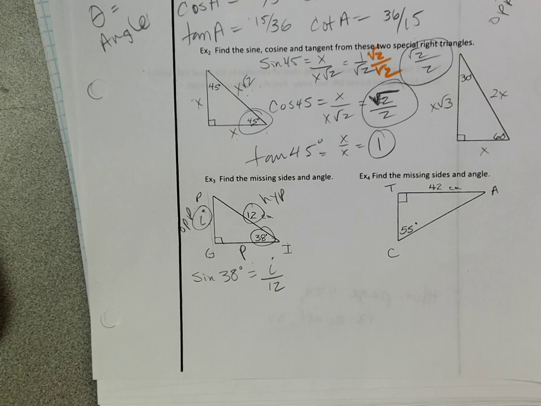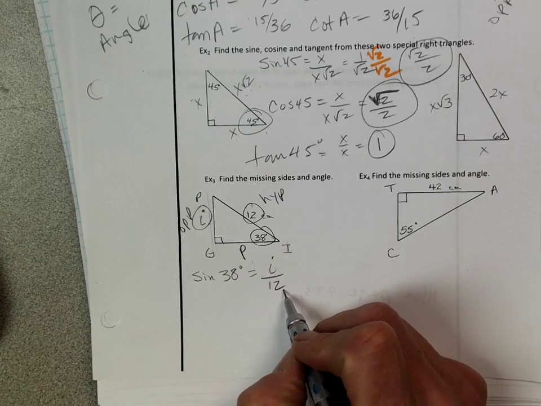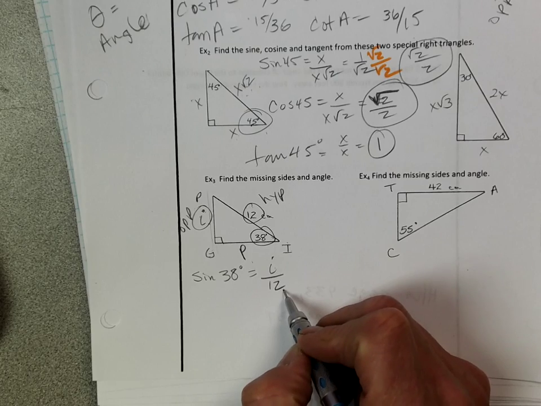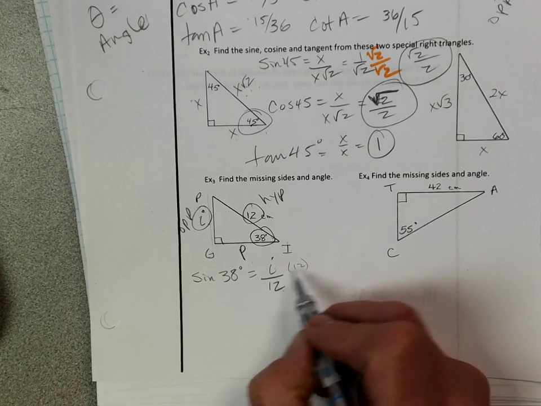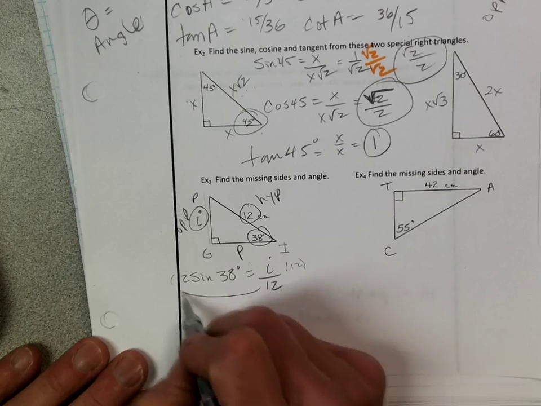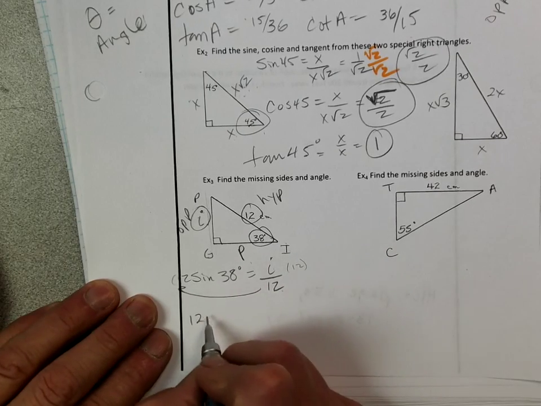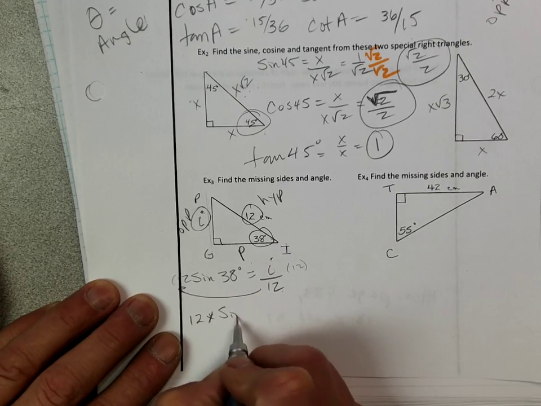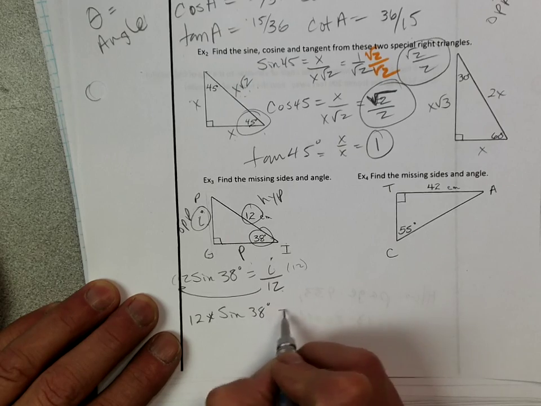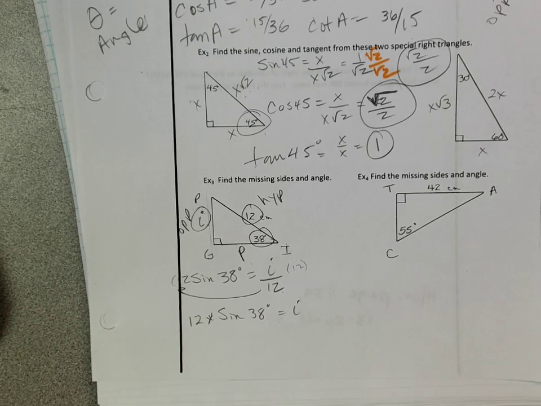Now, what I want to do is solve. So it says cross multiply. Anytime I want to solve for anything, if it says i divided by 12, I just multiply by 12, right? Times 12, times 12, or I just multiply the 12 up, and I'll have 12 times the sine of 38 degrees equals i. Okay, now I'm ready to use my calculator.